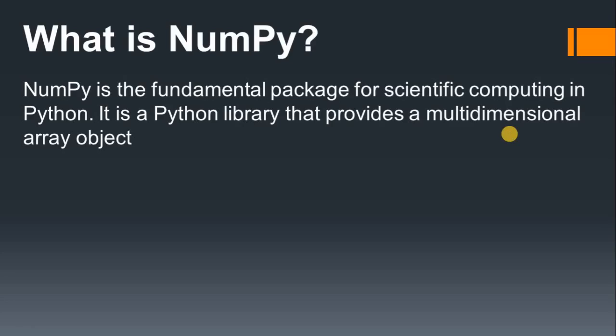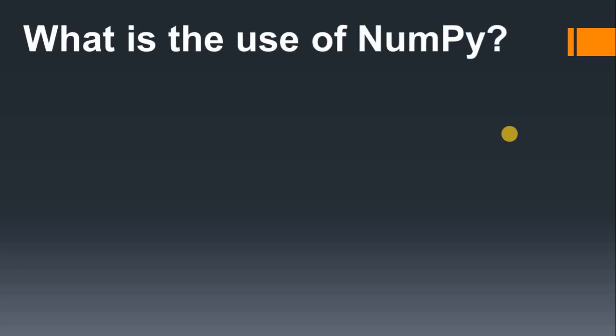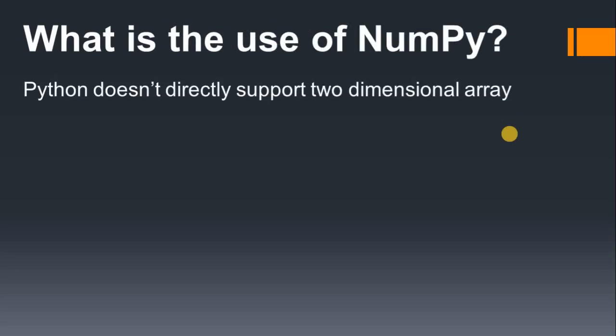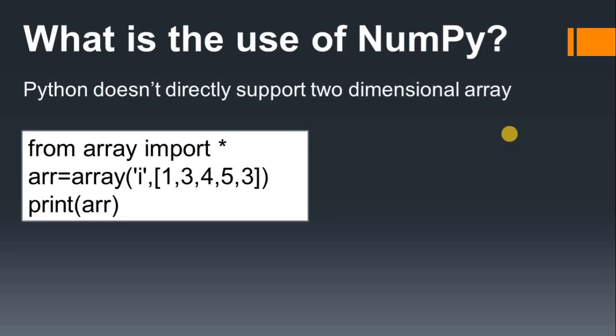So whenever you are performing operations on multidimensional arrays like 2D or 3D, or you are performing any complex mathematical operation, you can go through NumPy. So what is the use of NumPy that we have seen? Python doesn't support a two-dimensional array directly, so that's why we need the NumPy library.